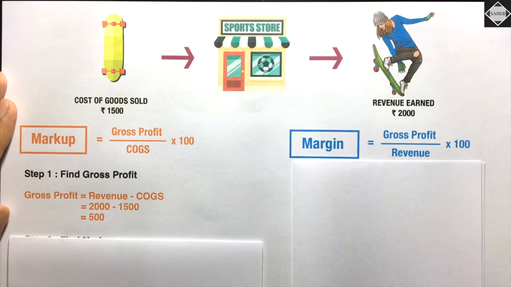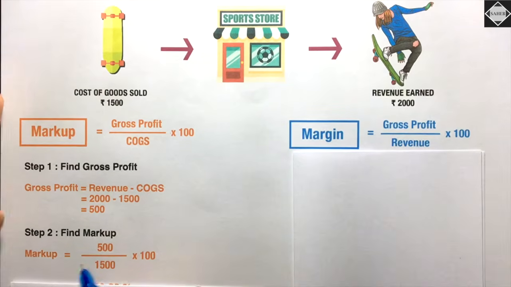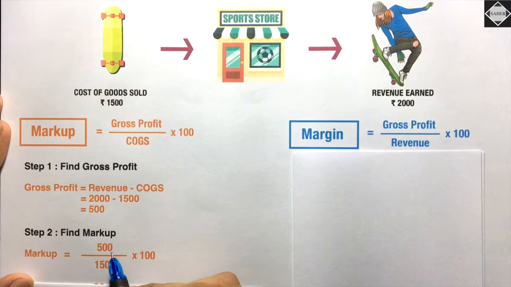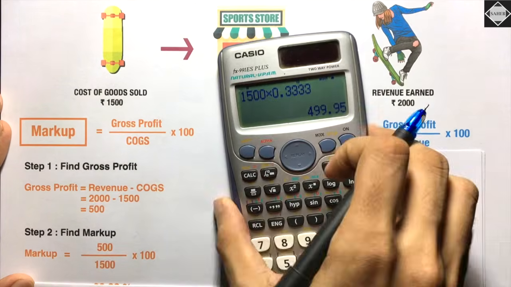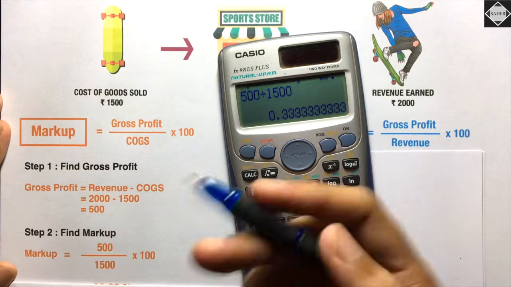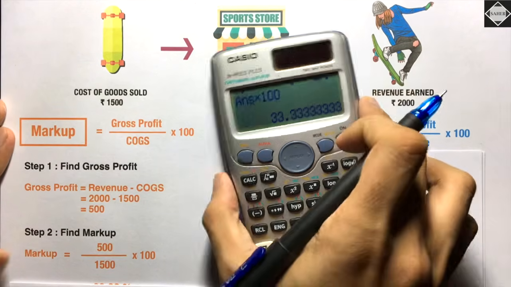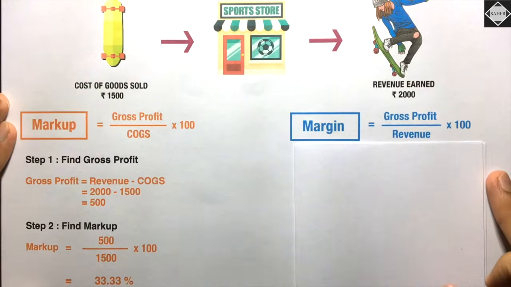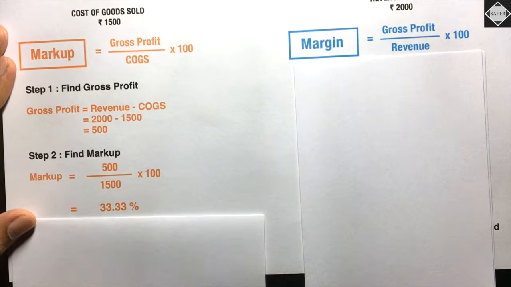Okay. So see here, find markup. Just plug in the values. 500 divided by 1,500. 500 is the gross profit and 1,500 is the cost of goods sold. If you put that in the calculator, 500 divided by 1,500 gives you 0.333. Now markup is in terms of percentages, so you multiply by 100. That gives you 33.33%. So 33.33% is your markup.